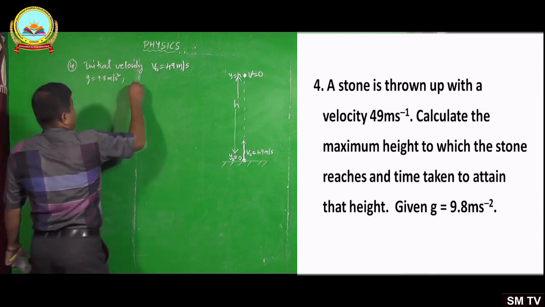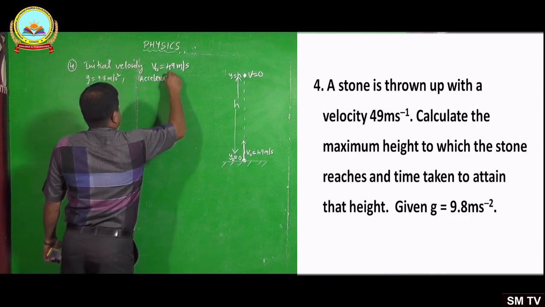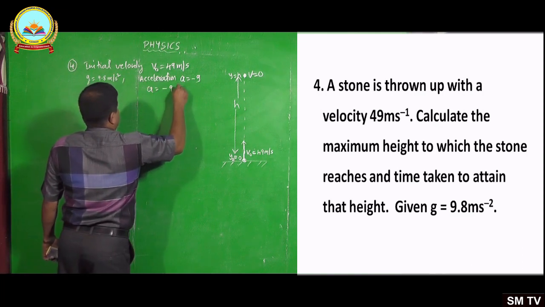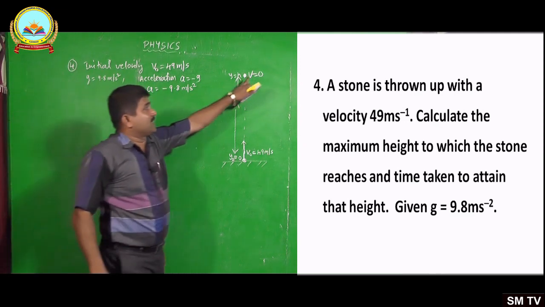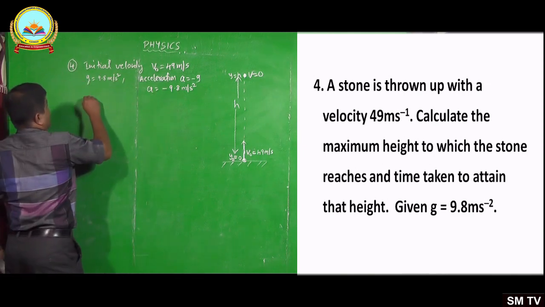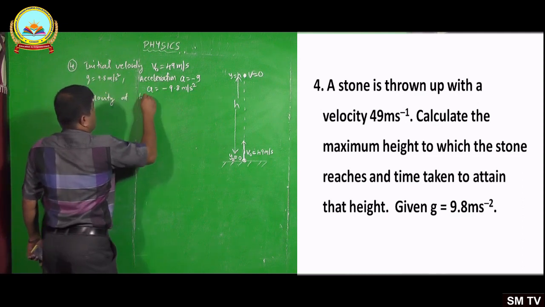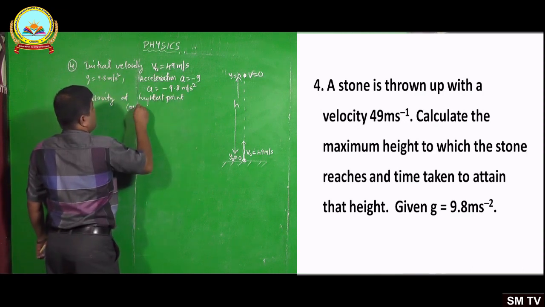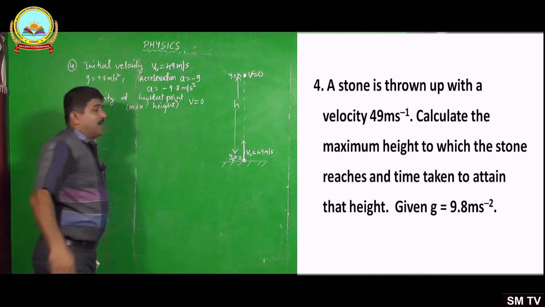Now, acceleration is how much? If the g value is this much, acceleration is to be taken as a, that is minus g. So a equal to minus 9.8 meter per second square. So these are the numbers. And we know one more data, that is at the highest point, the final velocity is 0. So velocity at the highest point or maximum height is 0. It stops momentarily and it falls downward.